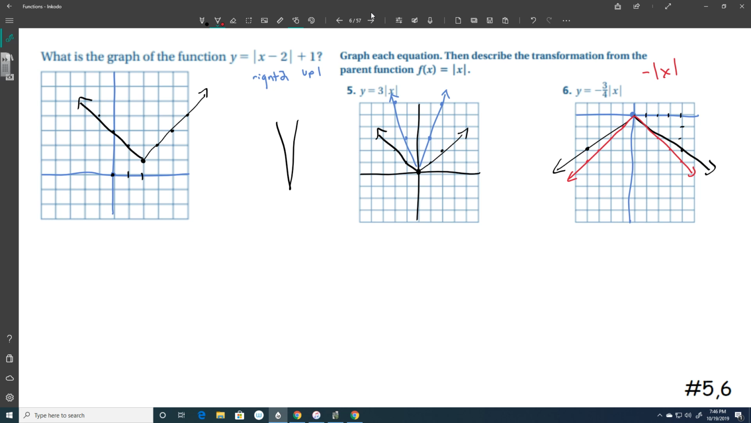Pause the video, give those a try. What it's going to ask you to do is explain what is happening to your picture. So in this case, I would say that it's being translated to the right 2 and up 1. In this case, it's being stretched by a factor of 3. And in this one, it's being compressed by a factor of 3/4, and it's being reflected over the x because of that negative right there. So give 5 and 6 a try. When you're done, restart the video and we'll finish off the rest of this lesson.